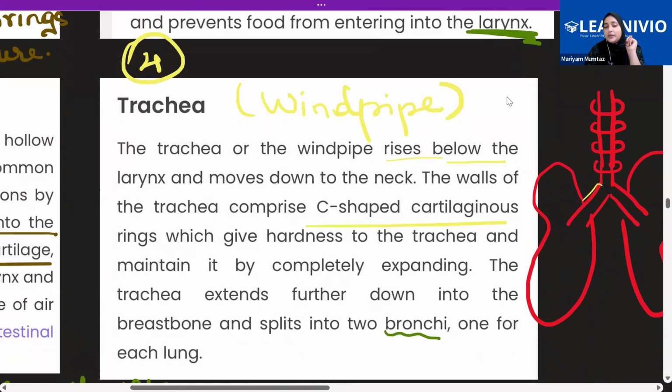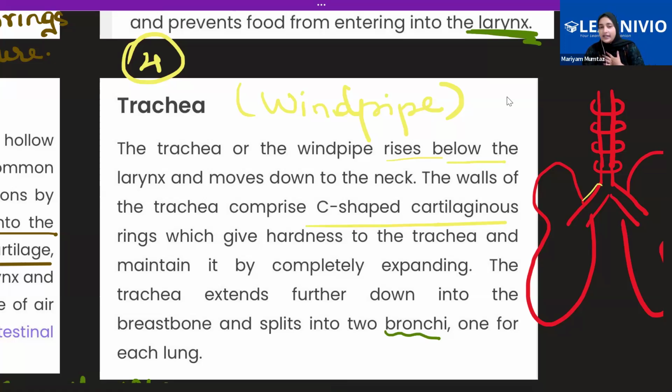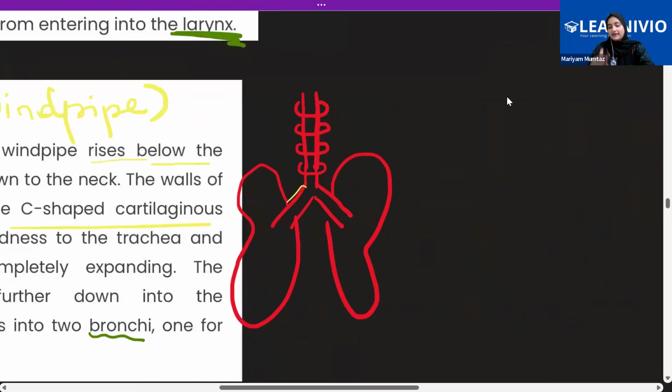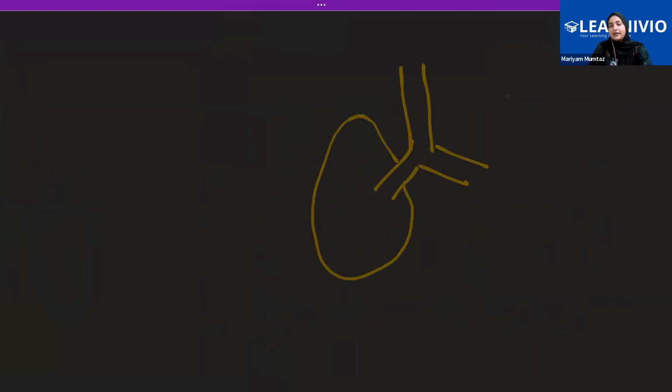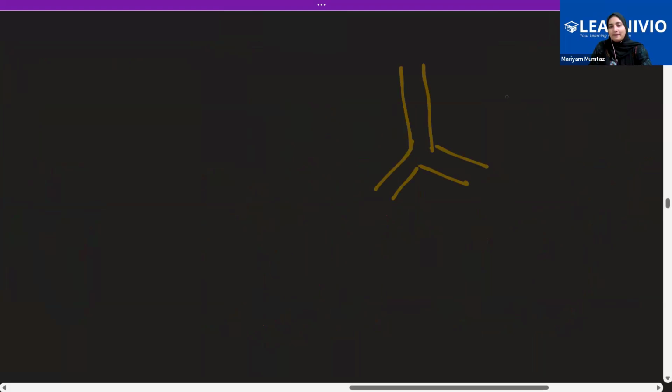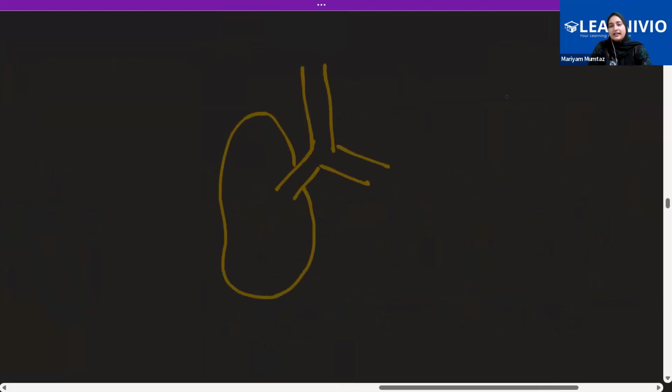Then comes the actual windpipe, that is the trachea. Now, below the larynx and moving down our neck, we have our trachea. Now see, for example, this structure right here is your windpipe that will get divided later on like this. And these are the lungs, very badly shaped. This is lung number 1, and there's lung number 2.